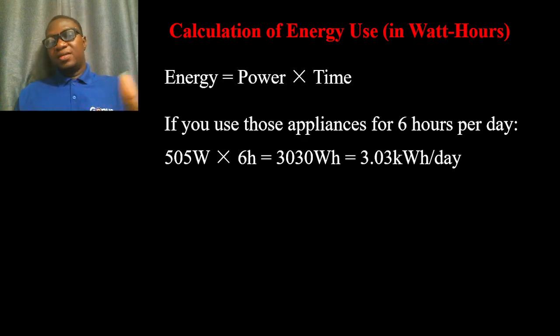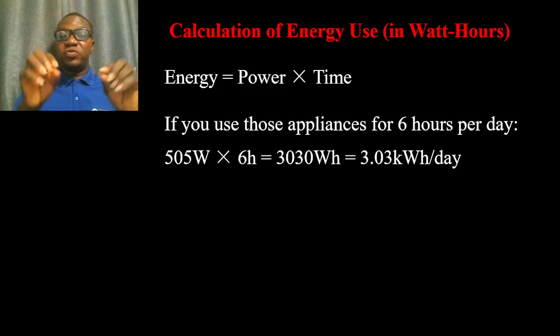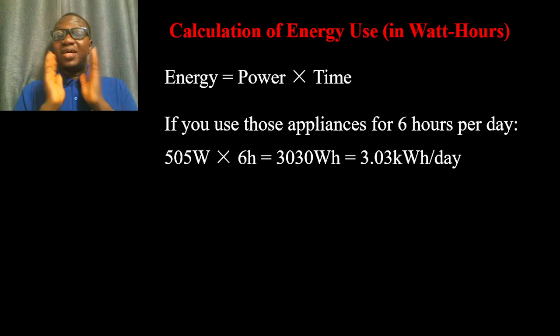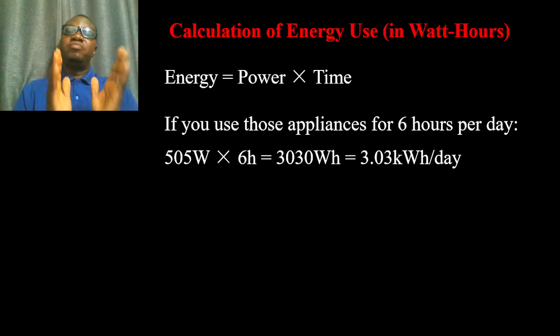Mind you, there are sometimes when you go to a customer's house, the customer will tell you that, oh, I only use this bulb for so long, I use this for so long, fridge for so long. So you can do independent power calculation for each appliance before you add up. But for this one, we just assume that everything will be used for 6 hours. So that is how we come up with this.